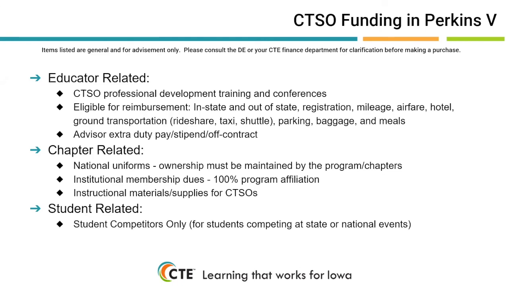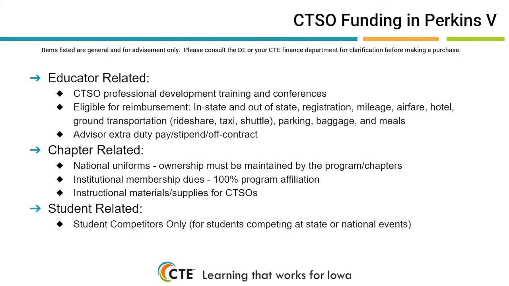In terms of CTSO expenditures, educators can use Perkins dollars for CTSO professional development. This means that if there are opportunities for the advisor to gain professional development at certain conferences that are held throughout the year, they are able to use Perkins dollars for those expenditures, which may include things like in-state and out-of-state fees, registration, mileage, airfare, and so on. Educators are also able to utilize Perkins dollars for extra duty pay, stipends, and off-contract time. Please consult the Iowa Department of Education for guidance on extra duty pay, stipends, and off-contract.